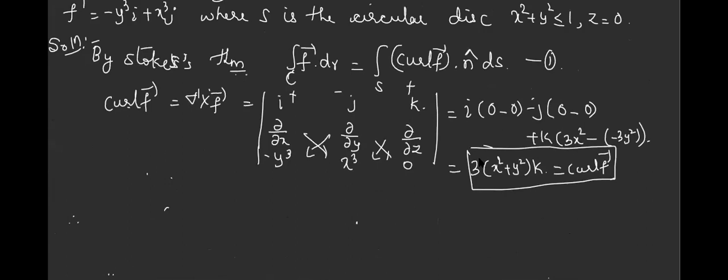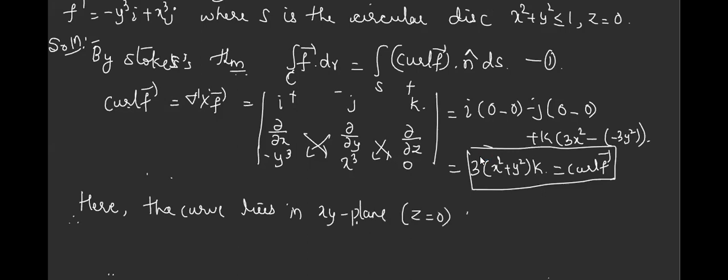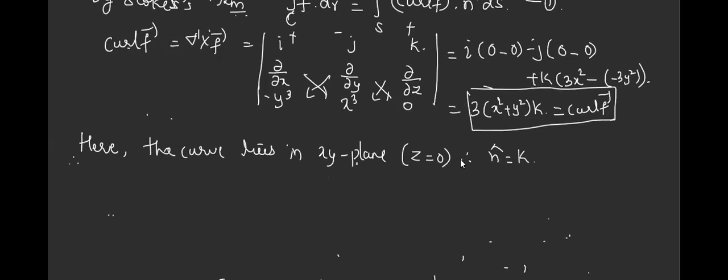Just write down. Here, the curve lies in the xy plane. Why are we saying that? Because z is given as 0. Therefore, n cap is taken as k. This much you will write. No worries, you can solve the example.